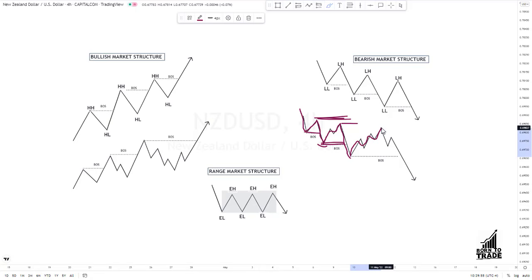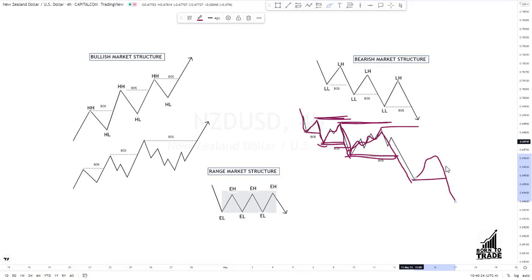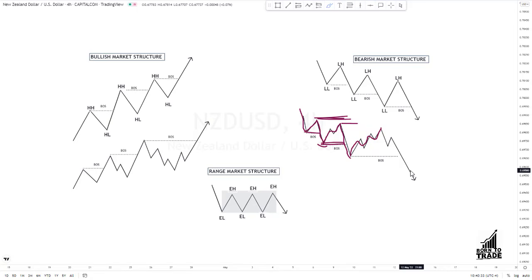When we get the pullback, we still expect the pullback not to violate this low, and this is just our minor structure, a minor trend inside our overall trend, because we got a break of structure here. So this is our overall trend. When we get this pullback, we expect the market to break this structure. Once the market breaks this structure, this is our lower low, and this is our lower high here, and we expect the market to pull back. Once it pulls back, breaks structure, it continues that way. I hope what I'm saying is getting clearer.